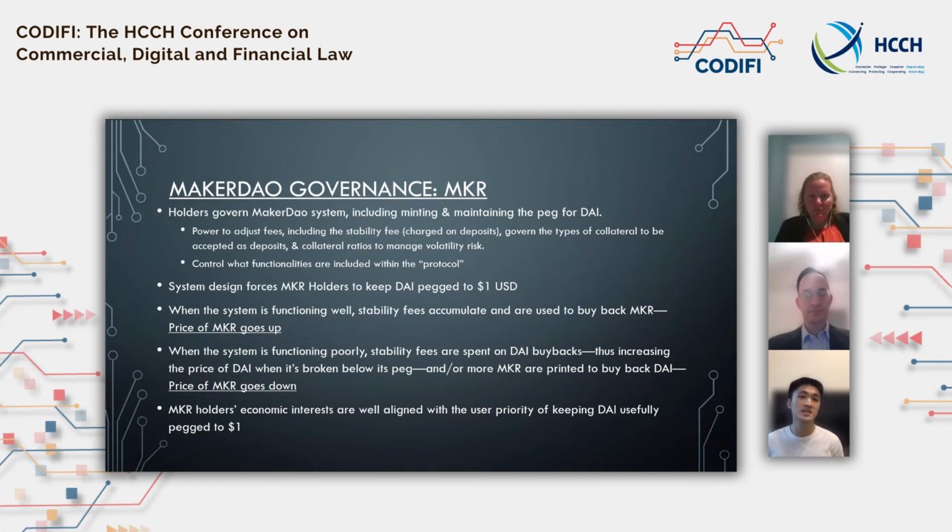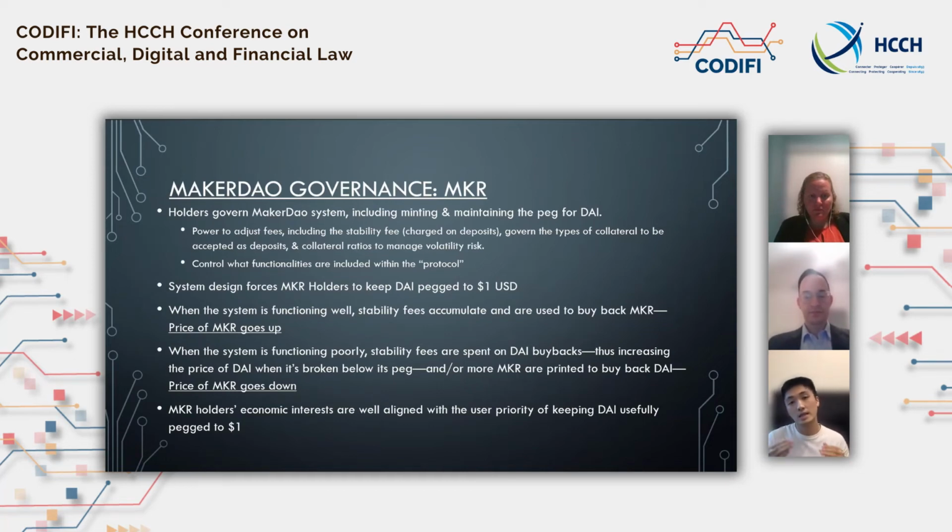So this is called the stability fee, and what's interesting is that this fee is determined by holders of the governance token MKR, so that is the second token that I mentioned, and they vote on the fee. And there is an incentive for MKR holders to keep DAI pegged at 1 USD.